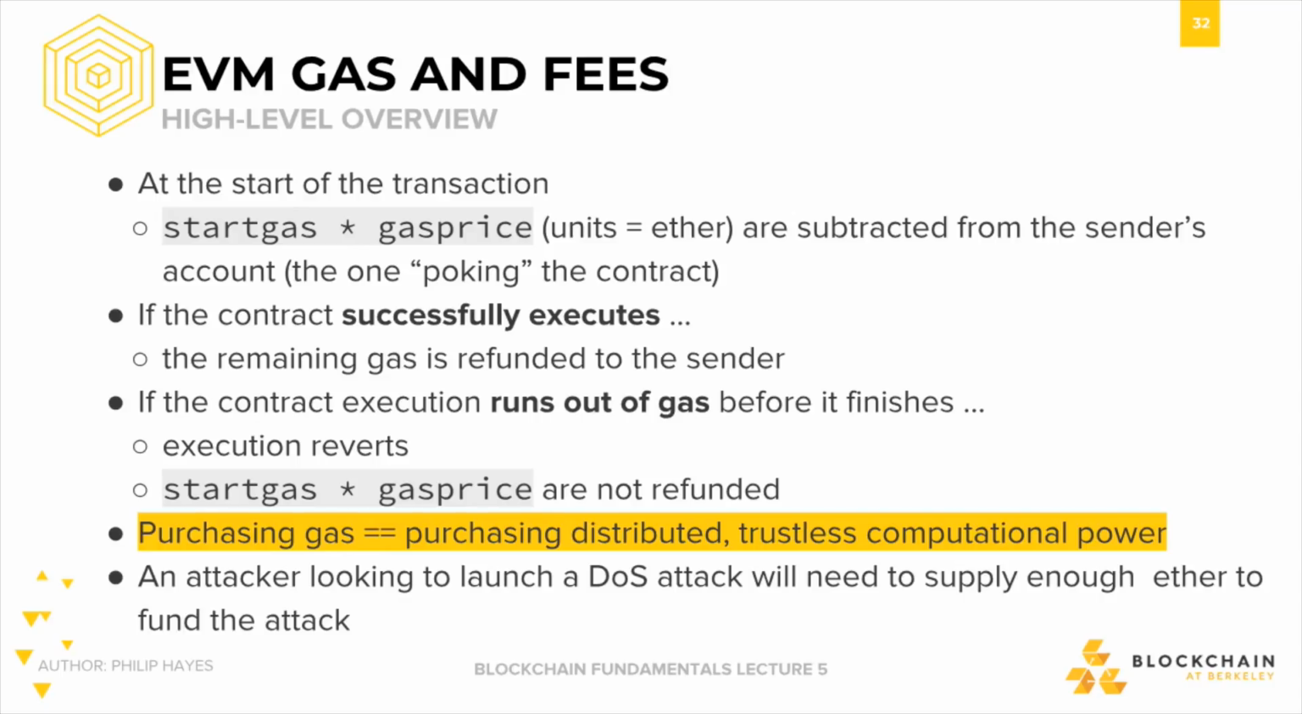The miner would get the gas. So when you put in gas, the person who runs your smart contract, aka the miner, is going to get the gas that is used, and you are going to get the gas that is not used refunded back to you.